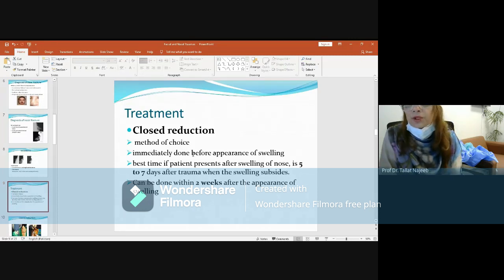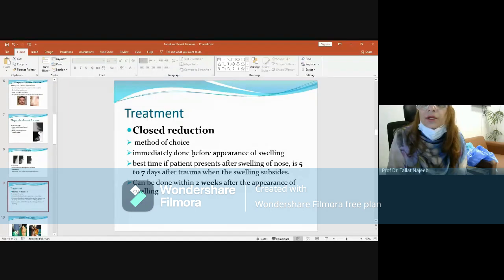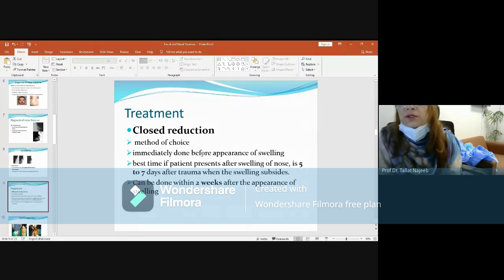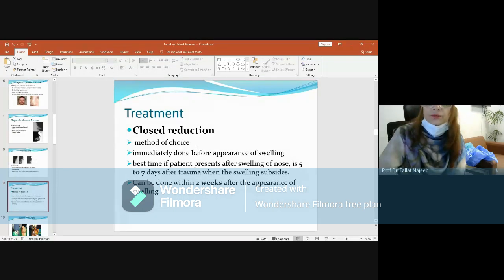Usually it is done if the patient comes to you immediately after injury. When there is no swelling over the nose, you can do it immediately. If the patient comes to you after appearance of swelling, then wait for 3 to 5 days. When the swelling reduces, you will see the external deformity and then do closed reduction. Closed reduction can be done up to 2 weeks. After that, these fractures get fixed, and it is impossible to correct them by closed reduction.